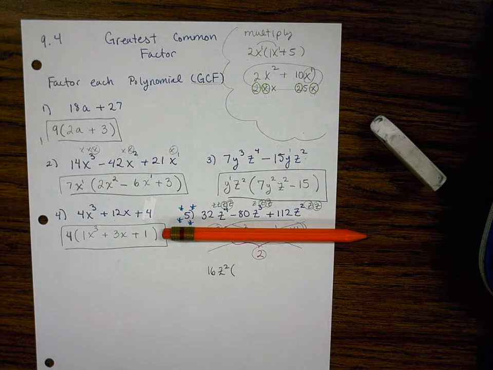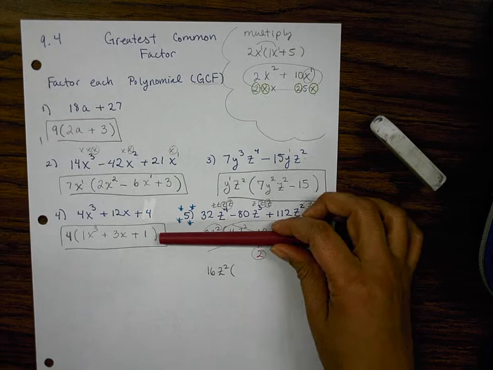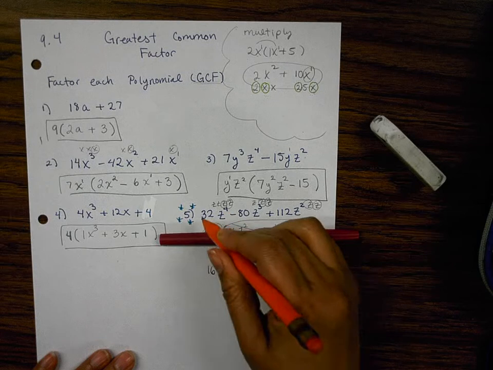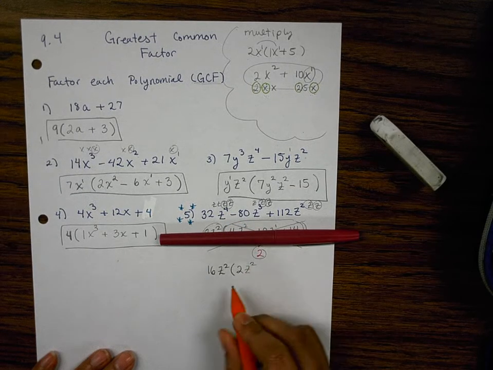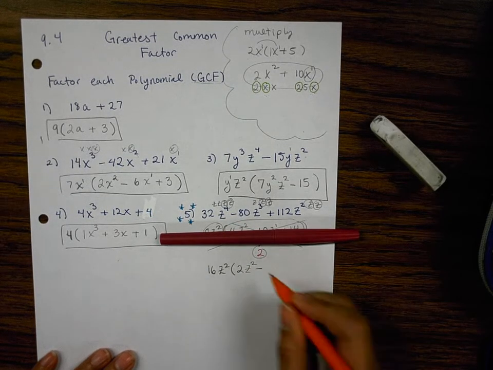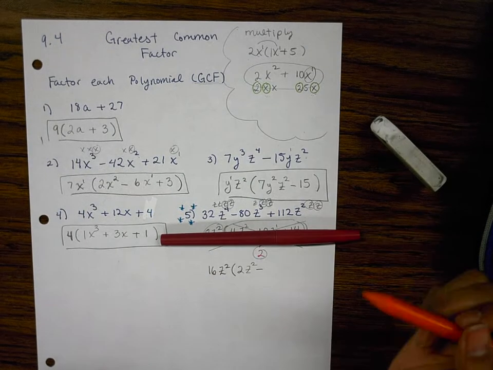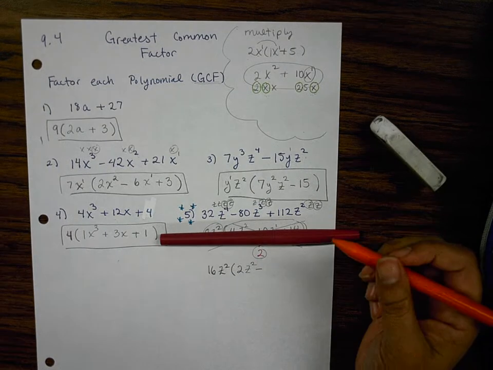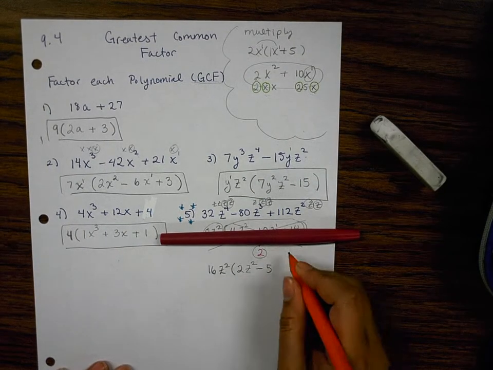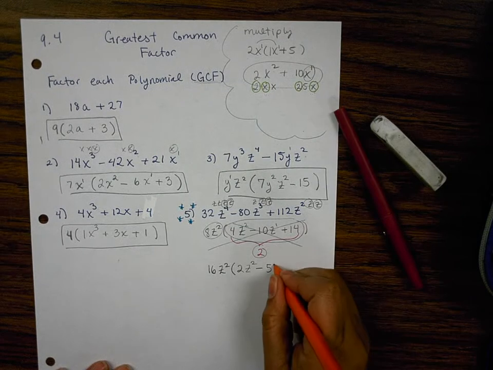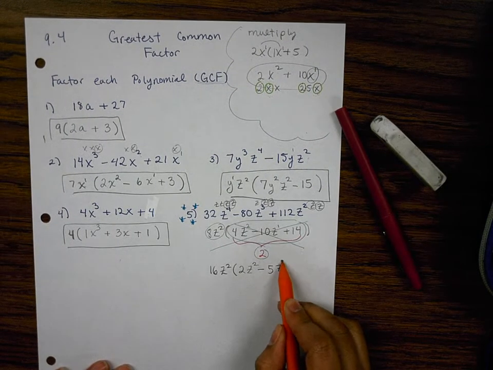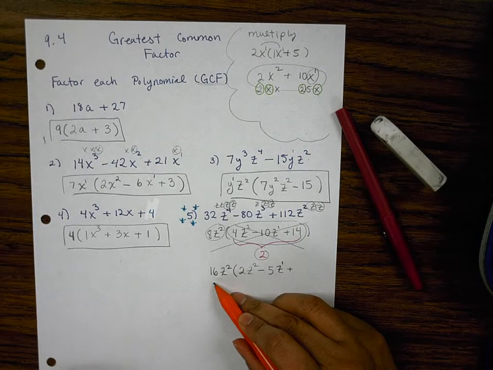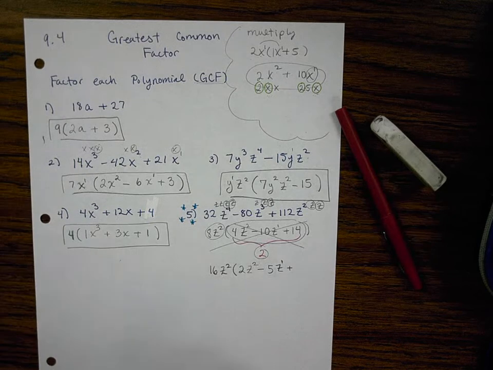16 times what is 32? You can divide that in your head, by hand, in your calculator. 32 divided by 16 is 2. 16 times 2 is 32. My variables are going to be the same. z squared to give me z to the 4th. Minus 16 times what is 80? Do it in your head, by hand, in your calculator. 80 divided by 16 is 5. Again, the z is going to stay z because z squared and z to the 1st make z cubed. Plus, and then do 112 divided by 16. Plug it in your calculators now.